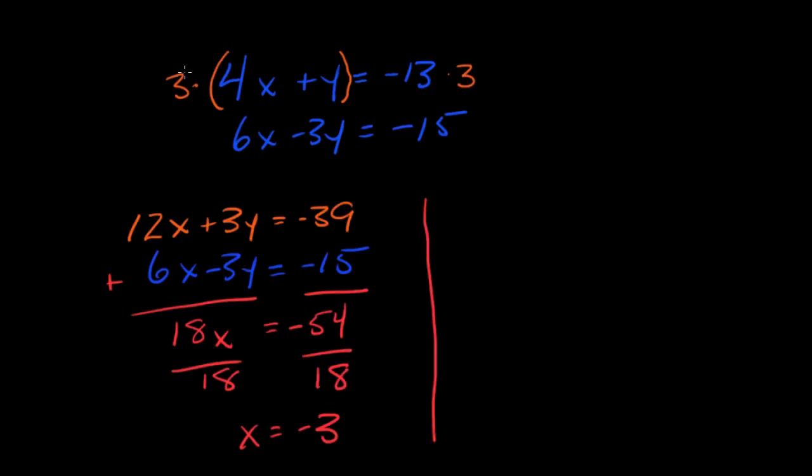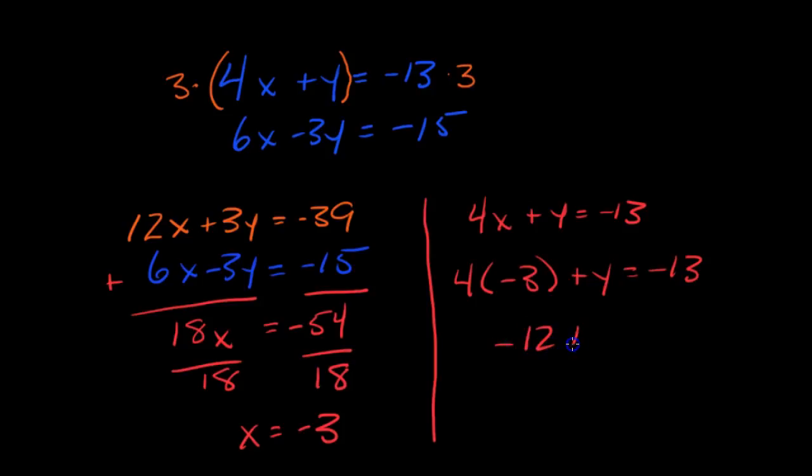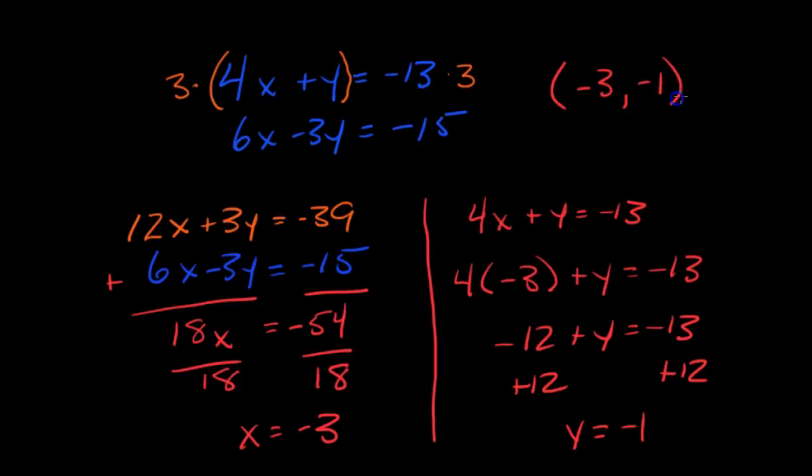Now, taking one of the two equations, I'm going to use the top equation again, but you can use either one, it doesn't matter. So I'm going to use 4x plus y is equal to negative 13, and I'm going to substitute negative 3 for x. So now I get 4 times negative 3 plus y is equal to negative 13. Negative 12 plus y is equal to negative 13. Add 12 to both sides. y is equal to negative 1. So the solution to this system is the ordered pair negative 3, negative 1.